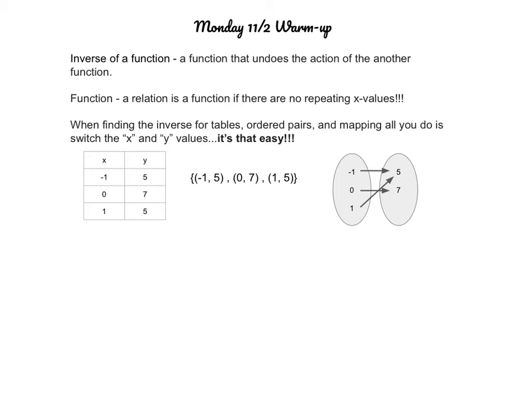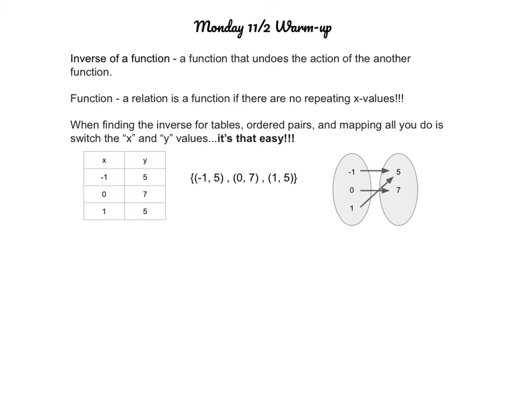So we've got -1, 0, and +1. Those are all different x values, so this table does represent a function. Over here, same thing, they're the same ordered pairs. You've got -1, 0, and +1, different x values, so yes, it's a function. And same thing over here, you've got -1, 0, and +1. So all these tables and these ordered pairs in this mapping situation represent functions. Again, a function is a relation if there are no repeating x values.